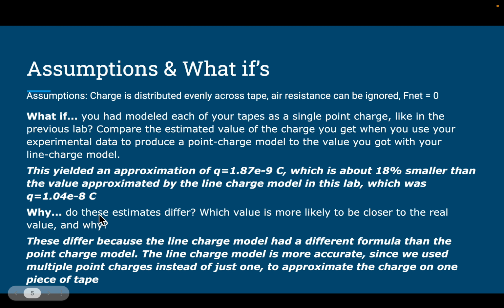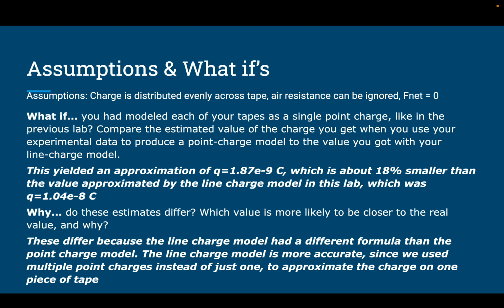And then why do these estimates differ? Which value is more likely to be closer to the real value? They differ because the line charge model is a different formula than the point charge formula. The point charge formula for the electric force is equal to K Q squared over R squared, and that only takes into account the separation distance between the tapes, because it treats it as one point charge. Whereas the line charge model takes into account the length of the tape, and basically the charge is distributed across the length of the tape.